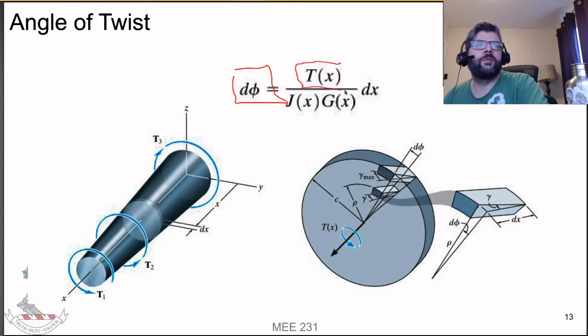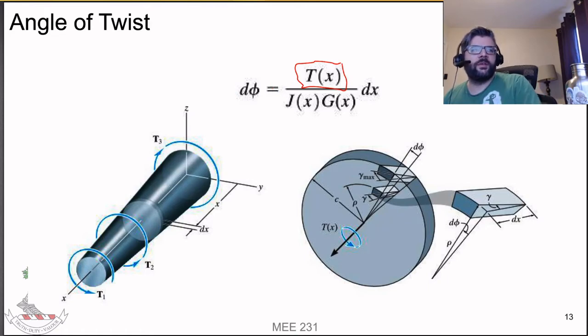Some of these will vary with the x position. The torque can change over the length of the object. The J can change over the length of the object, if the cross section changes. The G can change over the length of the object. You tend not to see that too often, but if you have varying material properties, that could occur as well.